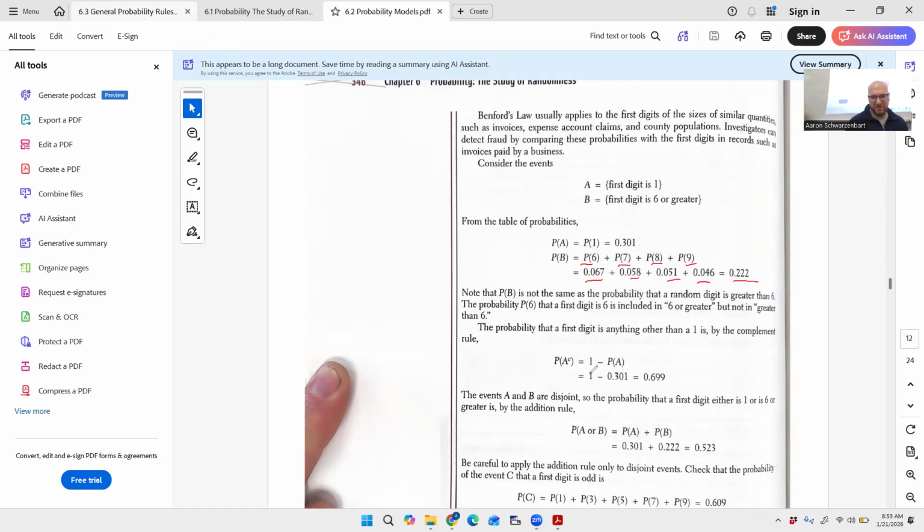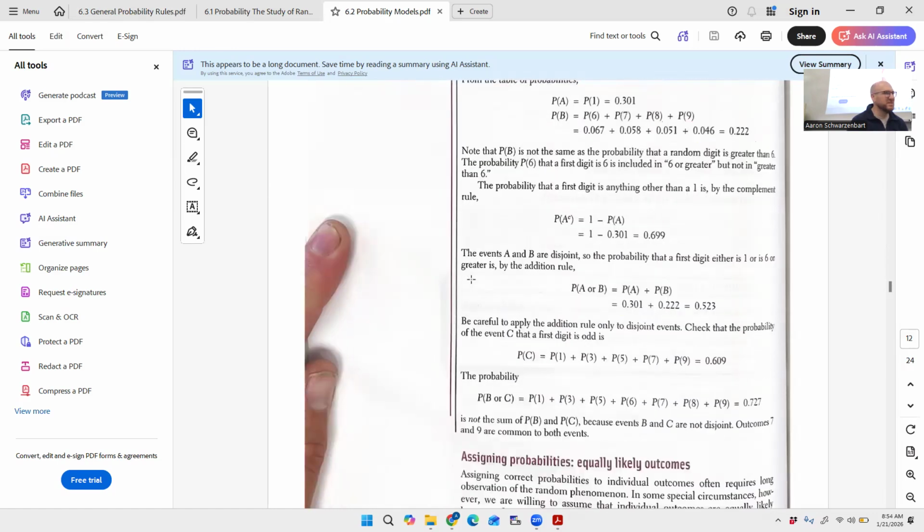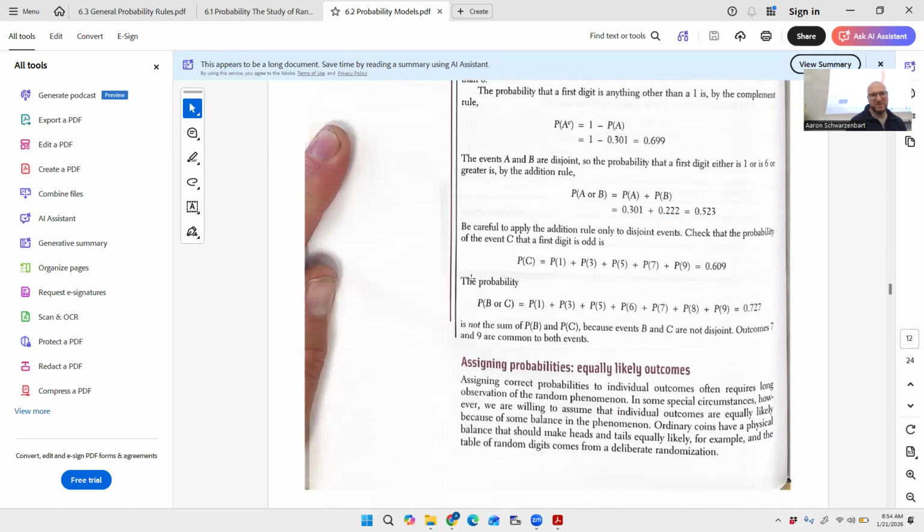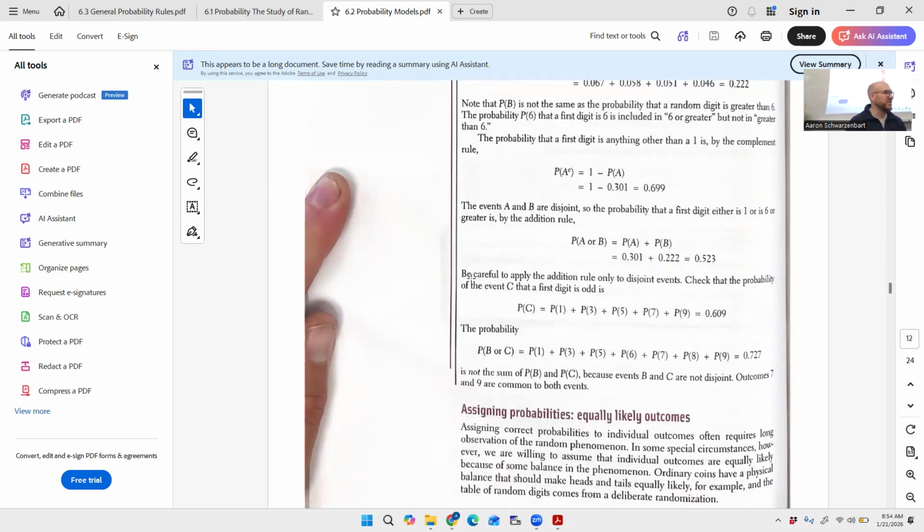But it does have higher probability than 2. 1 or 6 or greater, you just add those two together. Not 1, so 2 through 9, you just do 1 minus 1. So 30% chance that it's a 1, essentially, and a 70% chance that it's not a 1. Versus uniform would be a 10% chance that there's a 1 and a 90% chance that it's not a 1. Well, no. It'd be an 11% chance that it's a 1 and an 89% chance because your first digit cannot be a 0.